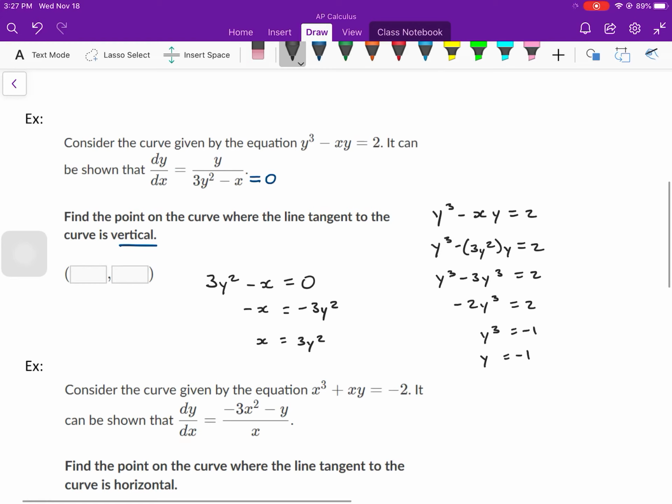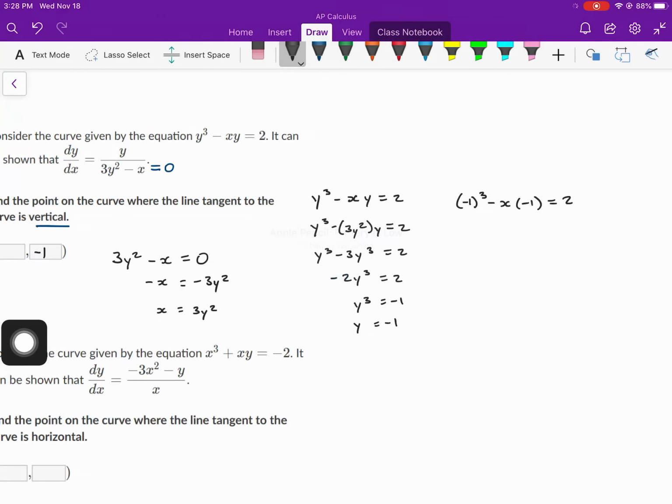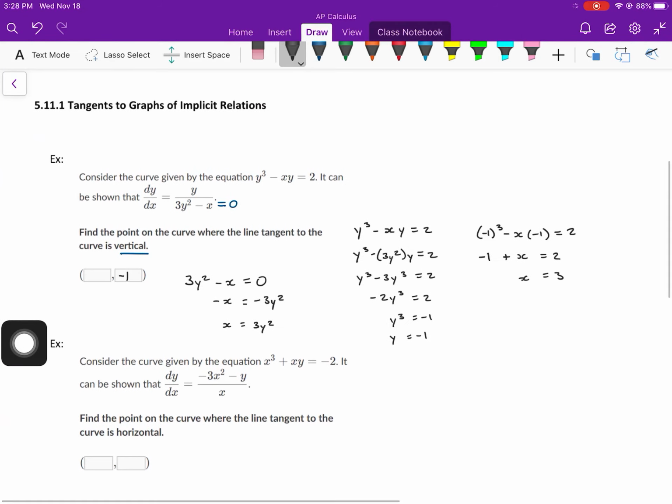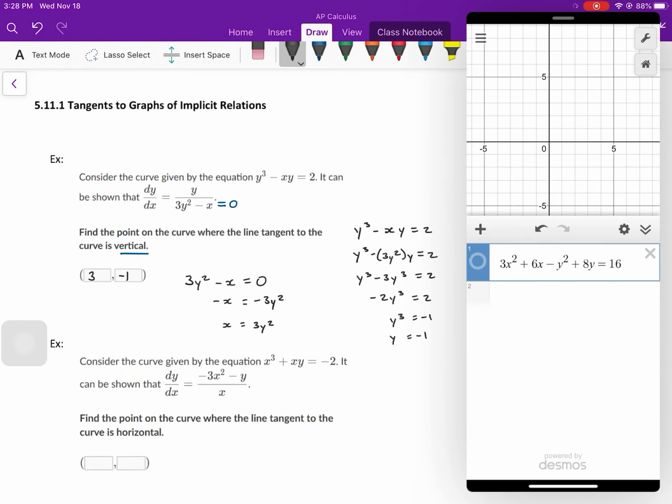Now how do we find our x value? We're going to plug it back in to our function there. So negative 1 cubed minus x times negative 1 equals 2. And I'm actually kind of wondering if we could have just plugged it back in right there, right? So that's going to be negative 1 plus x equals 2. So x equals 3. And I think, yeah, that would have worked out if you plug the negative 1 in there. x equals 3.